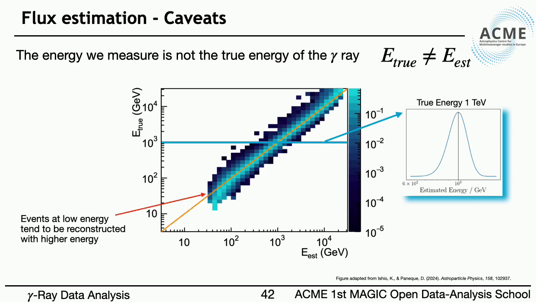Now, at low energy, as I also mentioned before, the situation is a bit different. The distribution becomes much broader and shifts upwards. Many events with low true energy are reconstructed at higher estimated energy. So this is because the showers produced by these low energy gamma rays are faint and statistical fluctuations in photon collection dominate. As a result, the bias increases and the resolution worsens.